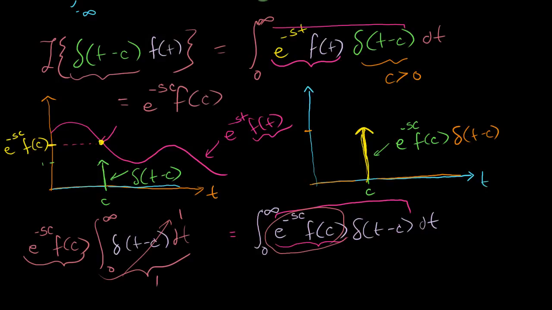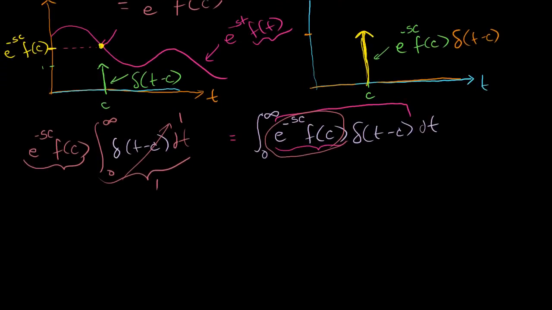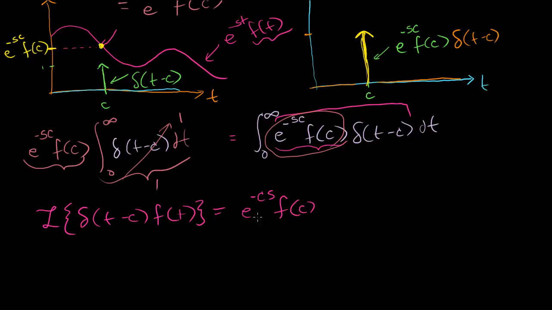Let me write that all at once. The Laplace transform of our shifted delta function, t minus c, times some function f of t, equals e to the minus cs times f of c. Essentially, we're just evaluating e to the minus st at c, and f at c. We're essentially just evaluating these things at c. This is what it equals.